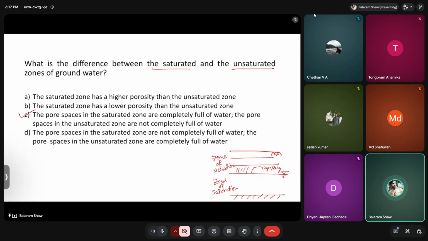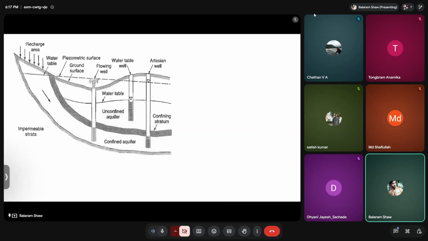Here you see the pore spaces in this saturated zone are completely full of water, whereas the pore spaces in the unsaturated zone are not completely full of water. So the correct answer is C. Okay. So just to revise again, because we need this in some of today's questions.